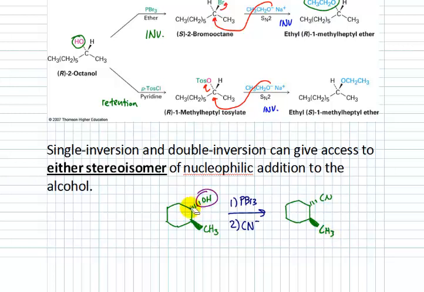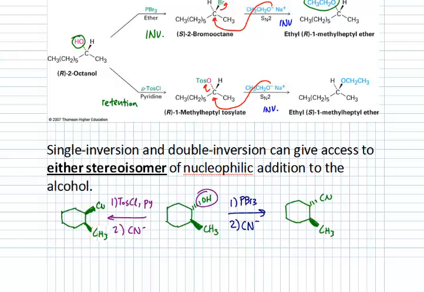Now, if I want to invert, if I want to have cyanide going the opposite way, what I have to do is make it a tosylate. So, step 1, tosyl chloride with pyridine, Py. Step 2, addition of cyanide. Since I only have one SN2 reaction here, I will have inverted the stereochemistry there. Okay? So be familiar with that sequence.